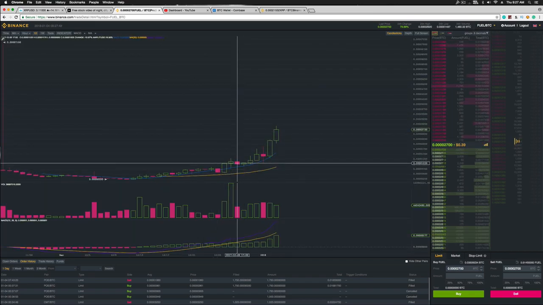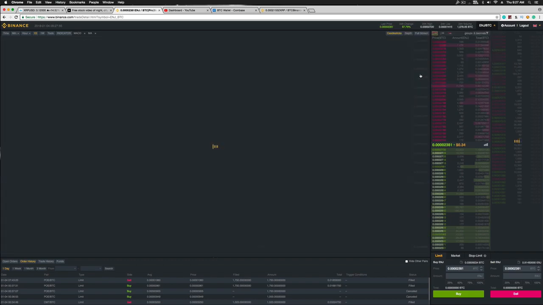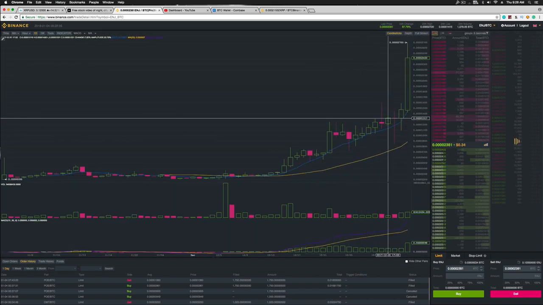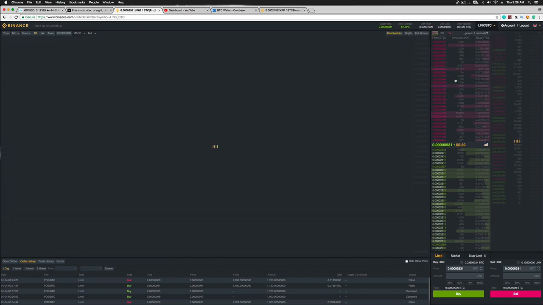Same thing here. Consolidates, first green candle, make a new high. Boom, you buy in. Boom, breakout. That's on fuel. It just gets better and better, guys. You'll see how easy this is. First candle, make a new high. Boom, right here. You buy in, you wait it out. Boom, you get the breakout. Easy, guys. It's very, very simple.